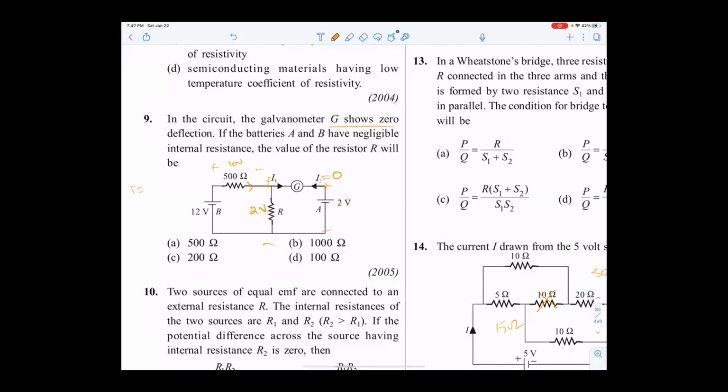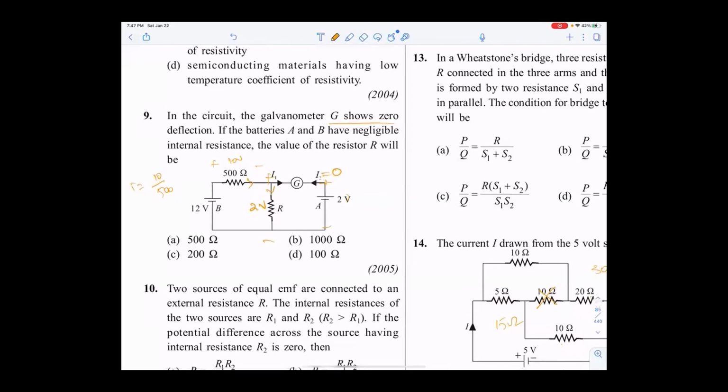I is equal to V by R, 10 by 500, right? The same current goes into this because I2 is 0. So I1, I2 both are zeros. There is nothing going inside. So voltage across R is 2. So V is equal to IR. 2 is equal to I into R. What is I? 10 by 500 into R. Agreed? R is equal to 100 ohms. He gave galvanometer G shows 0 deflection. So current in this is 0.